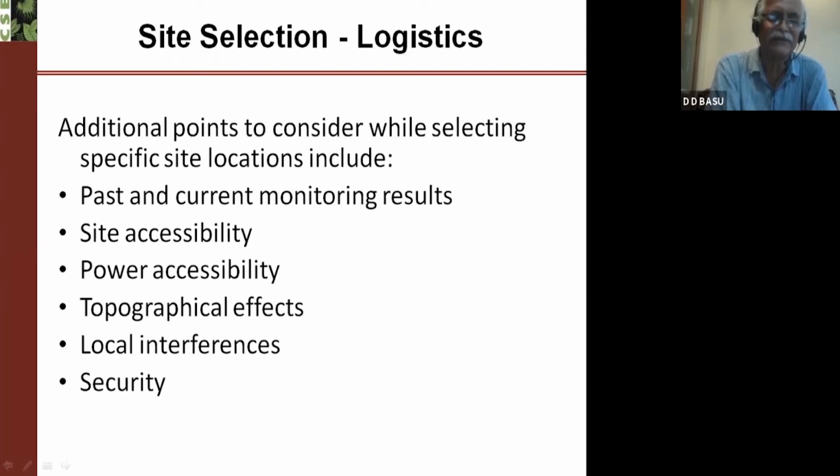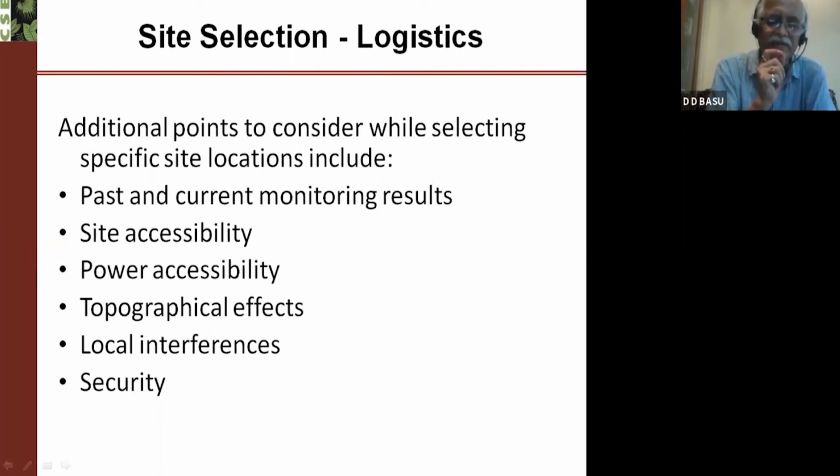Topographical effects. If you select a site covered by vegetation, you are not capturing the actual air pollution because it is prevented by the vegetation cover. A building site can also create this kind of prevention of actual representative samples.